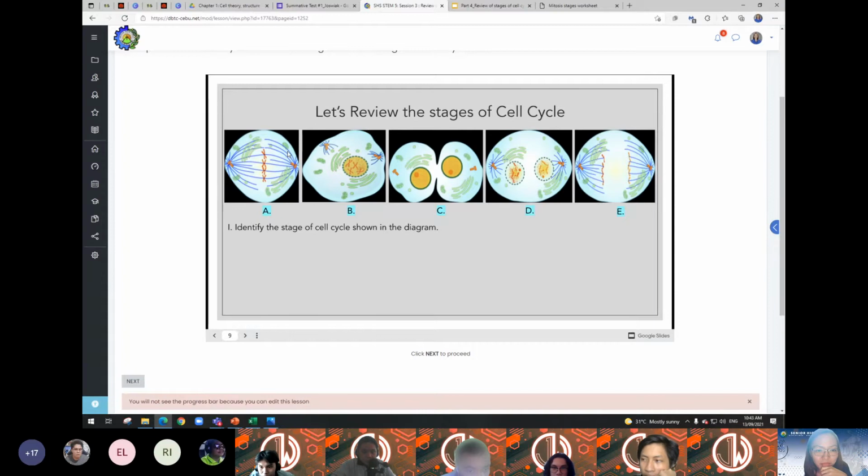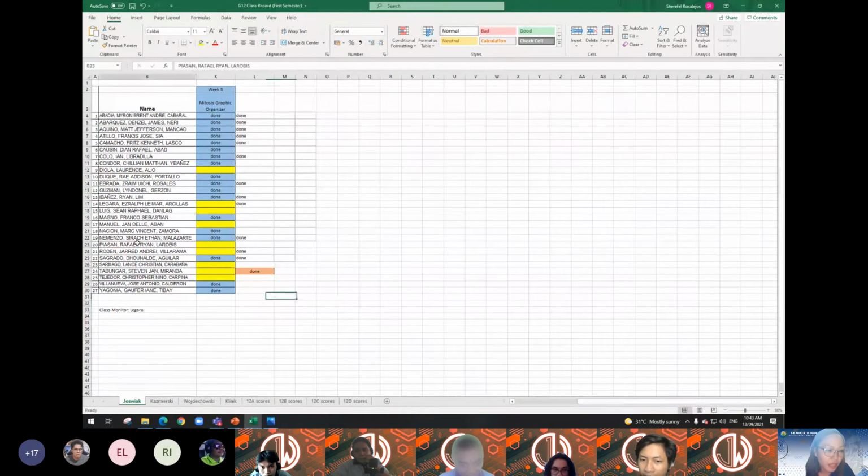Anaphase. Ah, no, metaphase. Metaphase. And B? Prophase. And C? Cytokinesis. And D? Telophase. Very good. And E? Anaphase. Good job. Remember, by looking at the diagram right away, you can tell what the stage is.